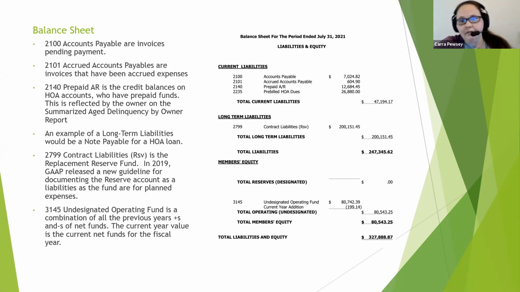And then this particular association bills quarterly. So they have this little extra item on the bottom that's pre-billed HOA dues. That is because they bill everyone quarterly, and then each month they go through and actually do the billing on the income statement. So there's a little section of funds that are still not billed for yet, and that sits as a liability until it's billed.